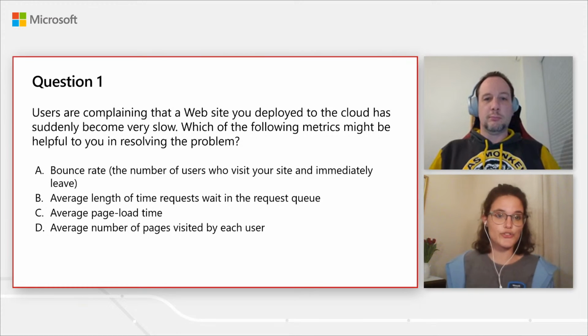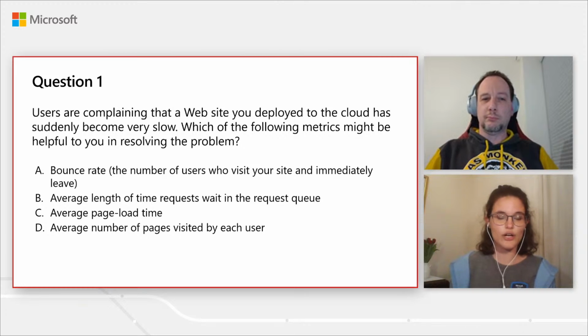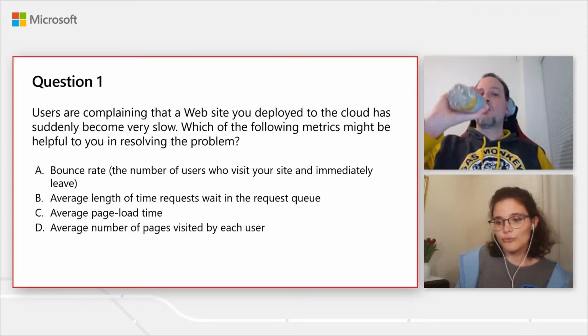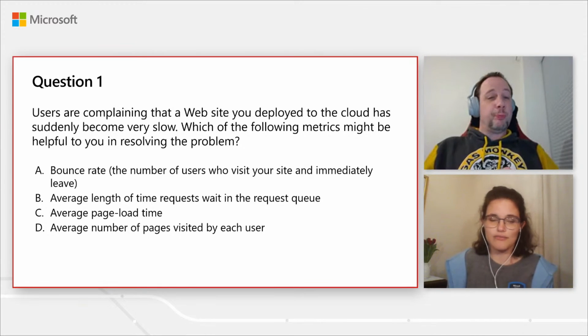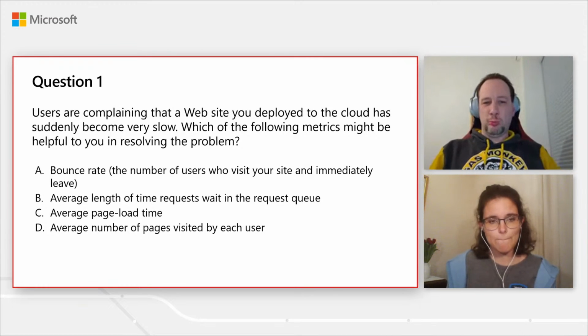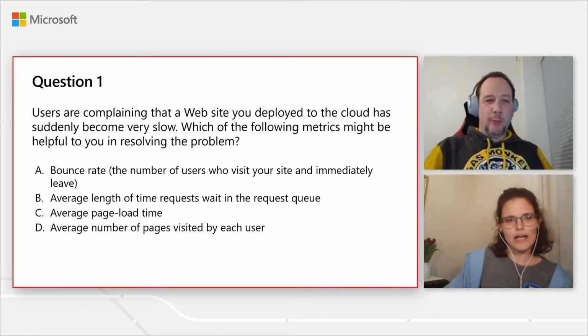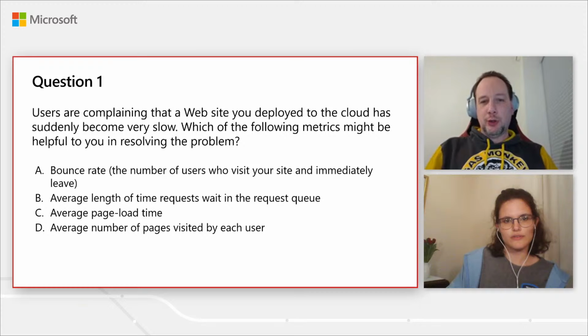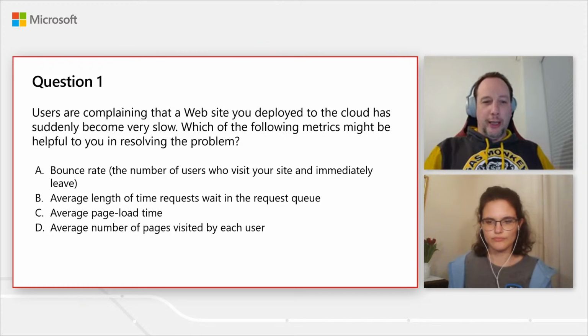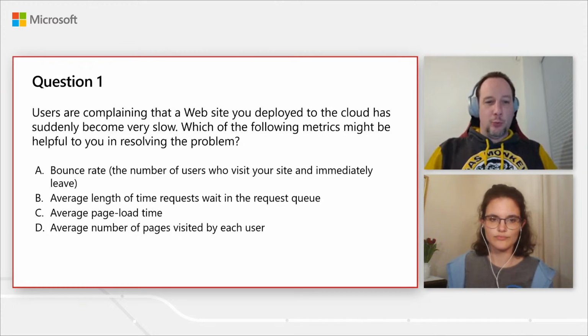So we have a scenario: users are complaining that a website you deployed to the cloud has suddenly become very slow. Which of the following metrics might be helpful to you in resolving the problem? So what do you think, Peter? I think maybe the correct answer, I don't know what the audience thinks, but maybe it's between B and C. Let's see. Well, bounce rate to me feels like somebody's trying to visit the website and immediately leaving, so it's not even giving them the chance to figure out if it's a normal performance or slow. So I wouldn't personally go for A. B and C seem reasonable.